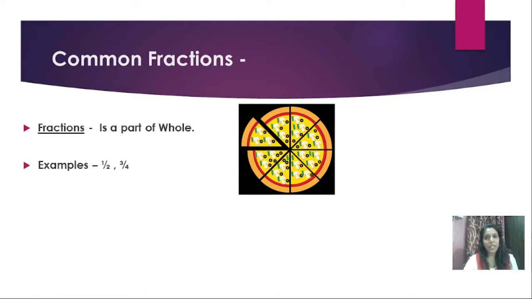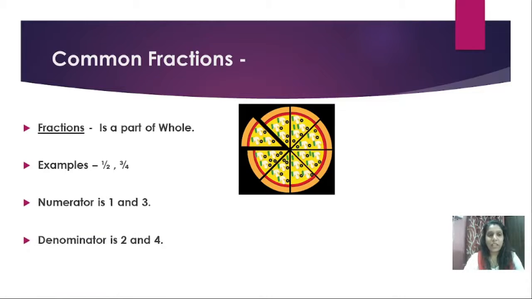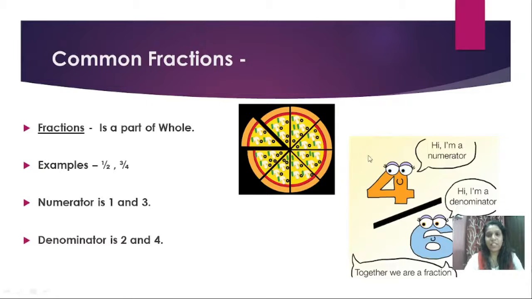Now examples are 1 by 2, 3 by 4. So numerator is 1 and 3. So we all know what is a numerator, right? And denominator is 2 and 4. See, this is a very nice image. It says, hi, I am a numerator. The number 4 says, I am a numerator. And number 6 says, hi, I am a denominator. Together, we are fraction. So this is how a fraction is shown.